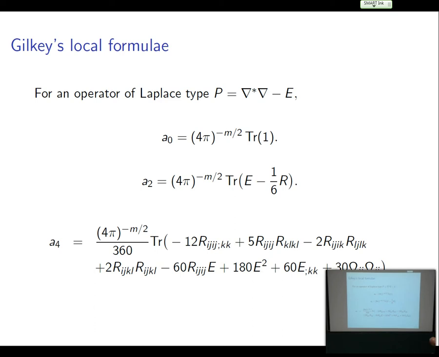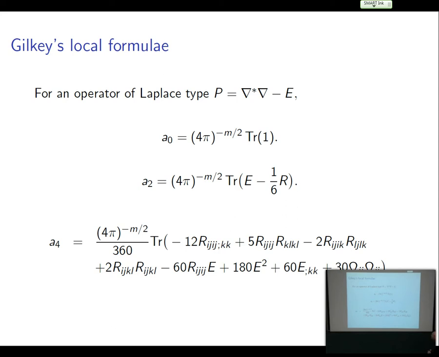Now, the next thing that you need, well, actually, we don't need Gilkey's formulas. We just use pseudodifferential calculus. We just bypass Gilkey's formulas. But for some calculations, you have to use Gilkey's formulas.